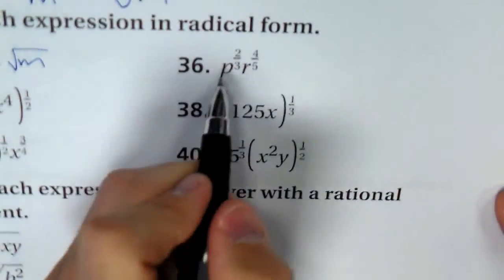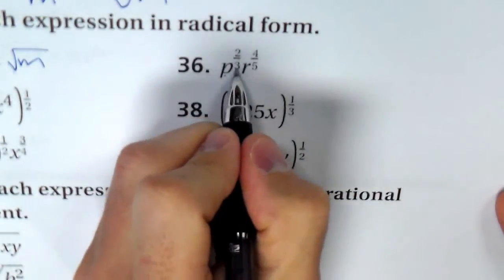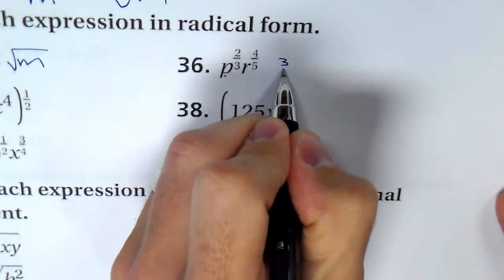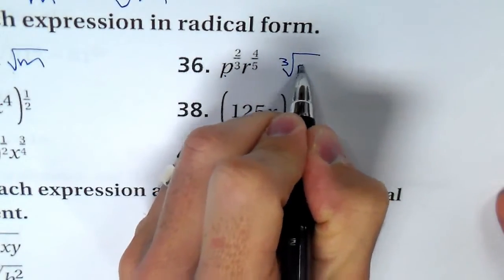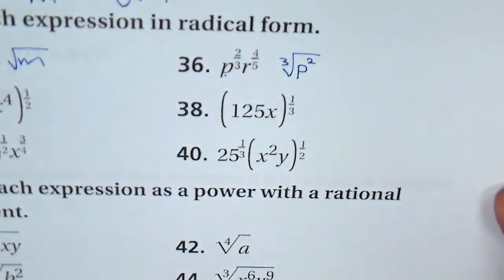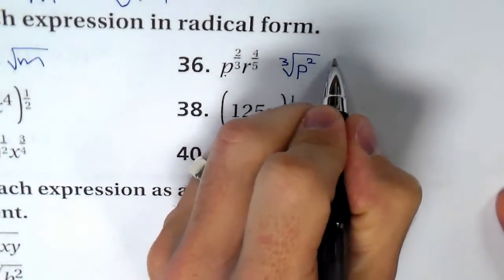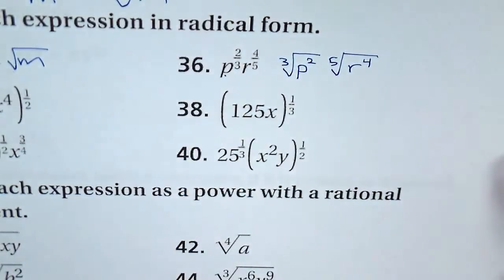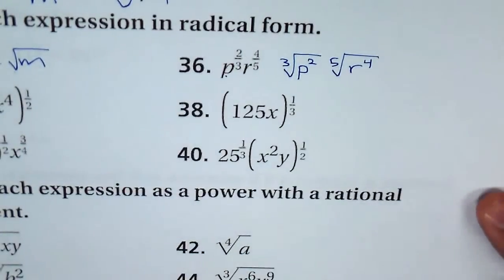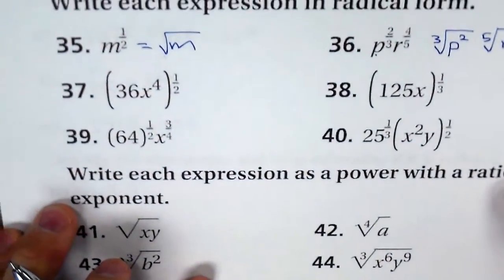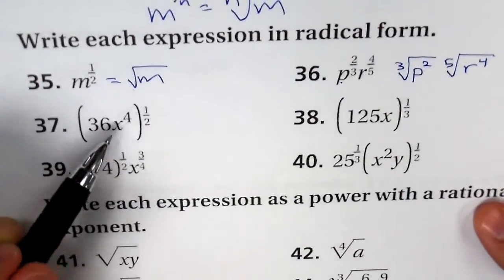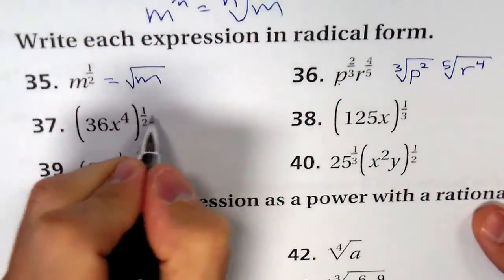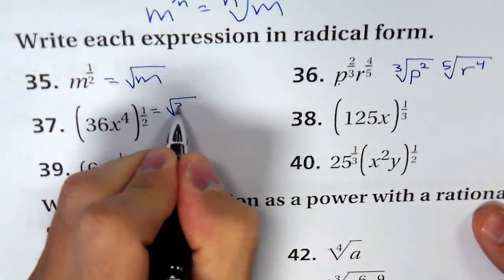For 36, I have 2/3 for the exponent of p. So that means I could put the 3 into radical and write p squared inside the third root. And then r, since it has a 5, is the 5th root of r to the 4th. So that denominator becomes the root. The numerator can stay in the fraction. For 37, I'm going to do 36 to the 1/2, which is the square root of 36.